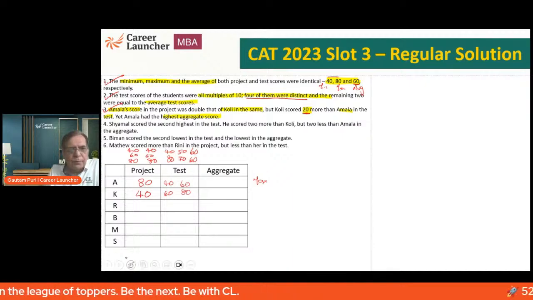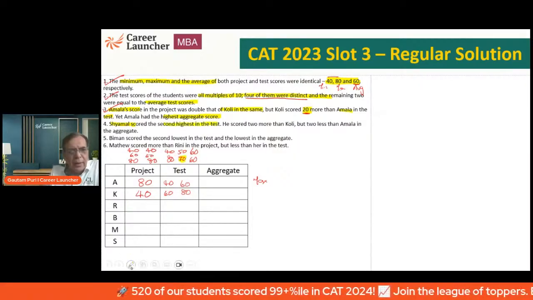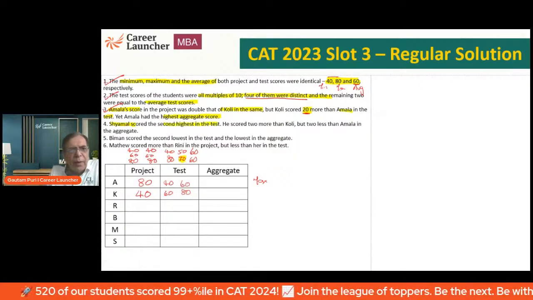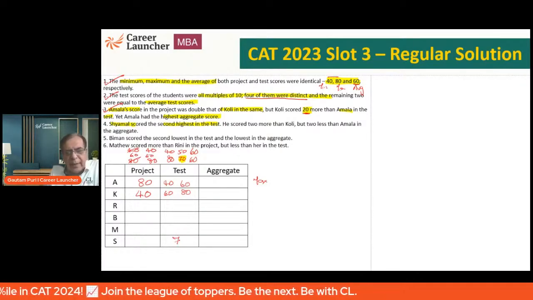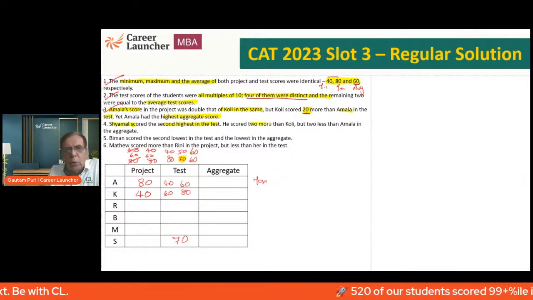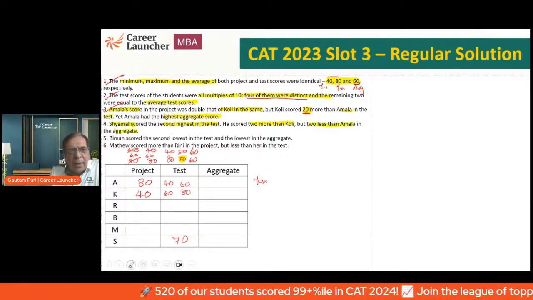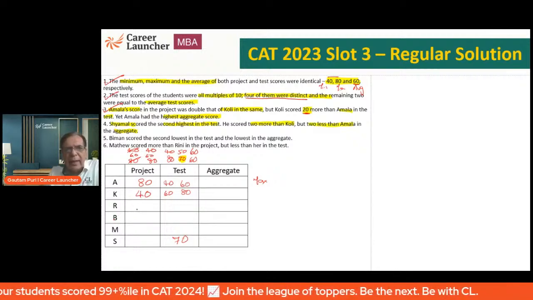Statement 4. Shamlal, which is S, scored the second highest in the test. What is the second highest score in the test? 70. So let me just remove 180 and 140 here. Shamlal scored 70 in the test. He scored 2 more than Kohli, but 2 less than Amla in aggregate.